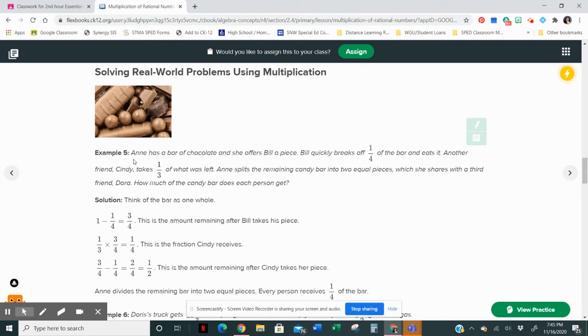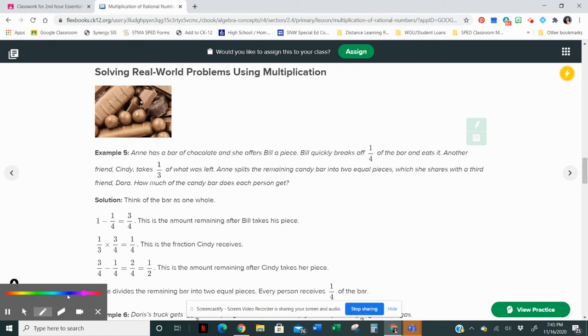So your friend Anne, she has a candy bar and she offers a piece to Bill. Bill quickly breaks off 1/4 of the bar and eats it. Another friend, Cindy, takes 1/3 of what was left, and Anne splits the remaining bar into 2 equal pieces, which she shares with the third friend, Dora. So how much of the candy bar does each person get?